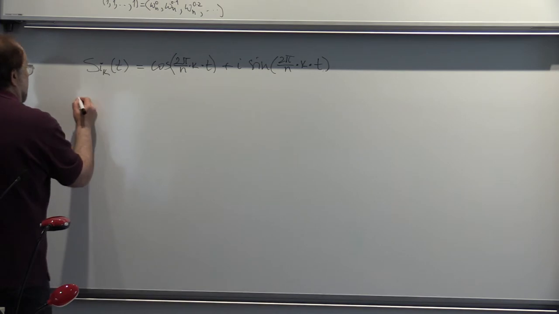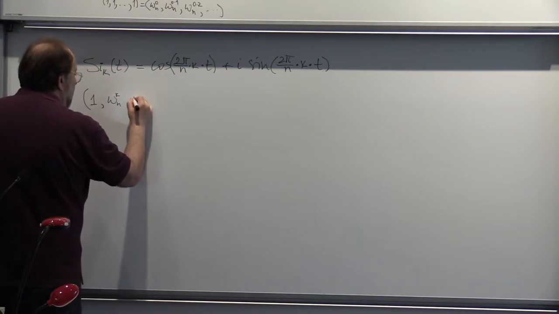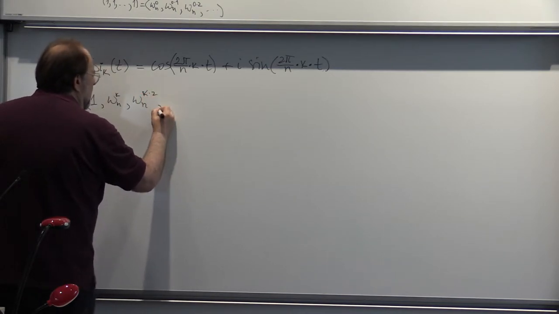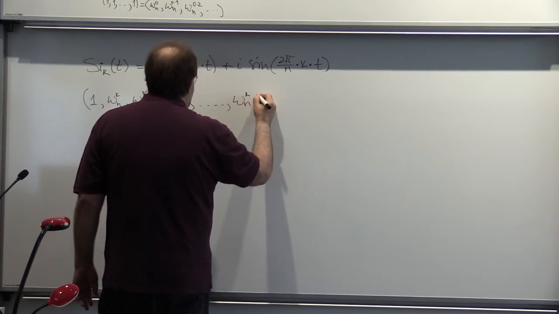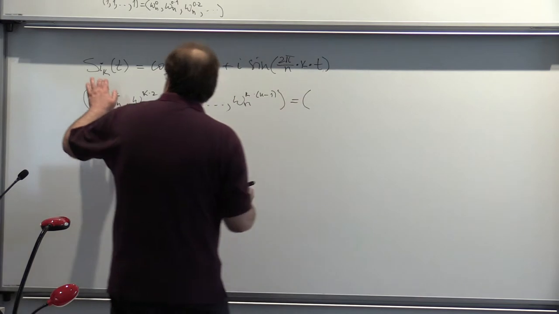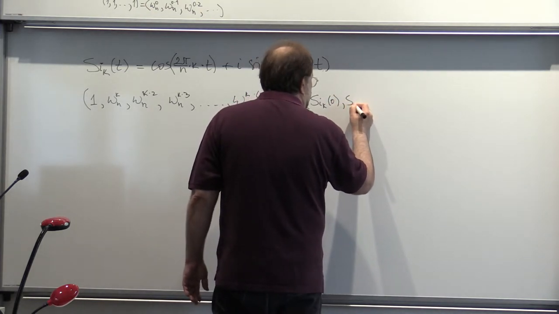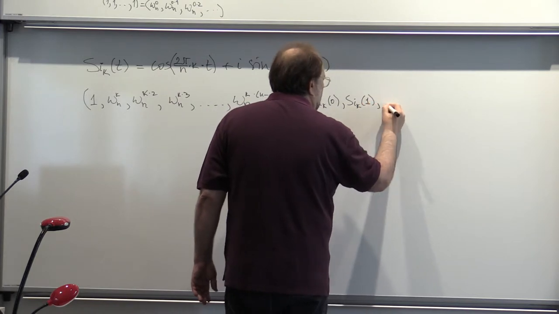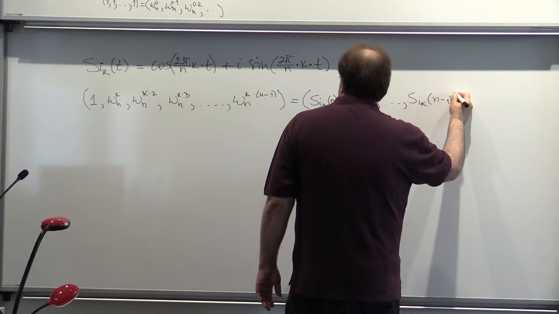Then you can see that each of the base vectors, for example the vector 1, omega n to the k, omega n to the k times 2, omega n to the k times 3, all the way to omega n to the power k times n minus 1, is nothing but the sequence of samples of this function at integers, right? So this is just psi k at 0, psi k at 1, all the way to psi k at n minus 1, right?